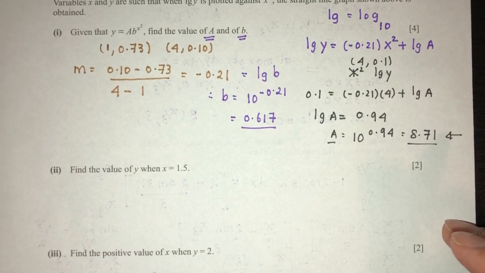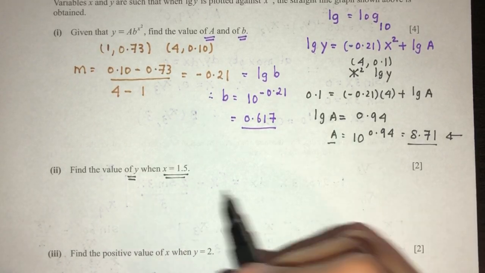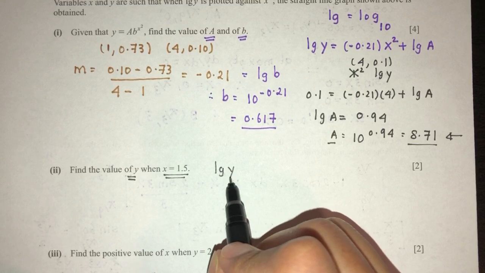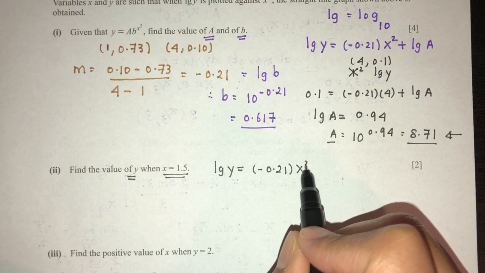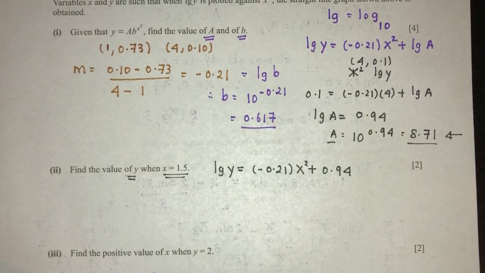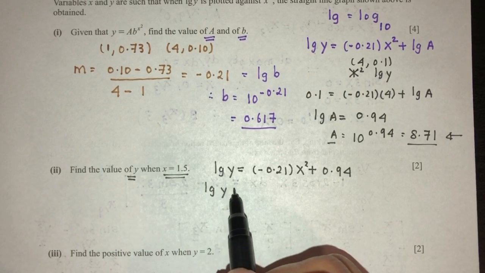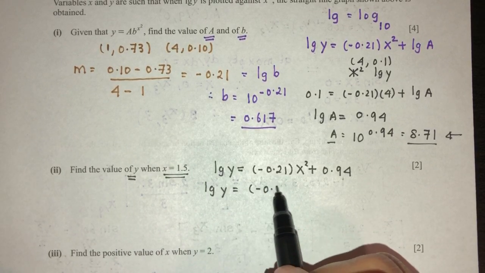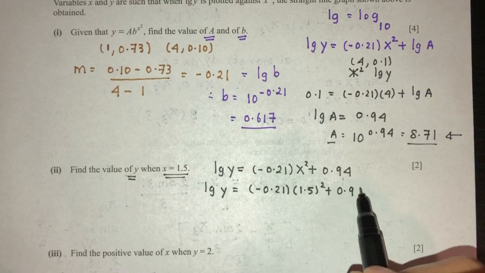Now for part 2, find the value of y when x equals 1.5. So right now our equation is log y is equal to minus 0.21 x squared plus 0.94. Okay, this is our equation. Now we have to find the value of y when x equals 1.5. So log of y is equal to, replace the value of x by 1.5, you will have this square plus 0.94.